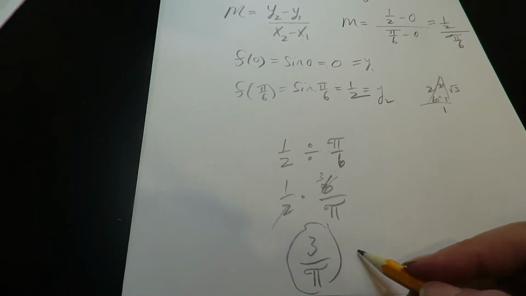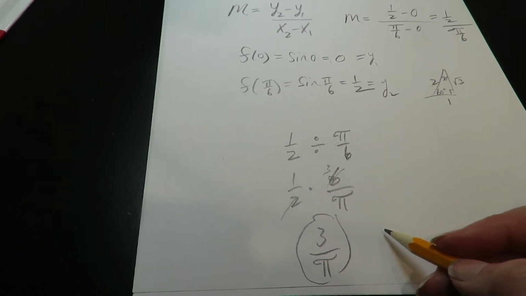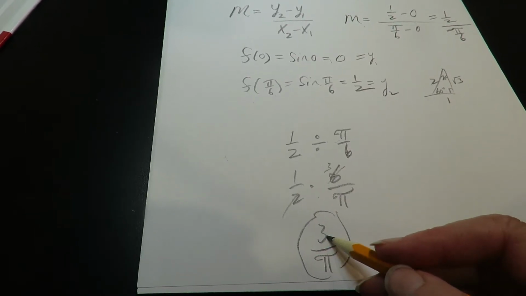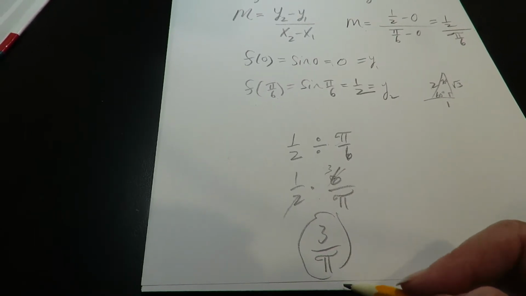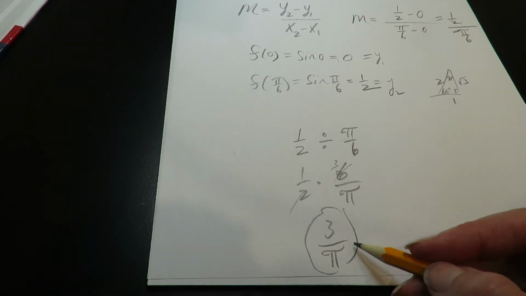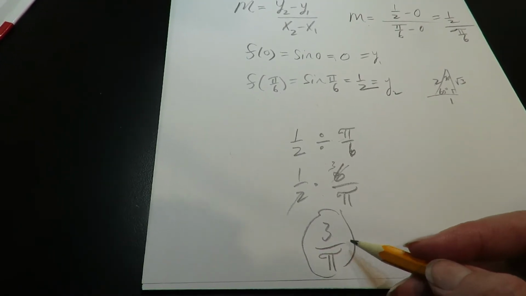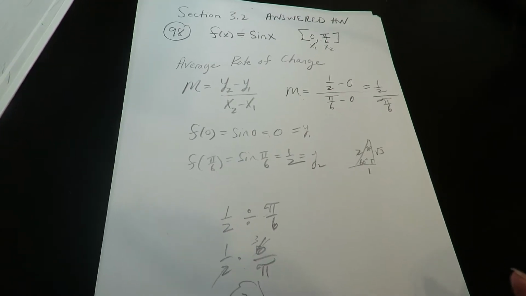So the average rate on the interval, like this is almost 3 over 3.14. It's a little less than 1. It's real close, okay? So this is the average rate, a little less than 1. Let's now do the instantaneous rate.